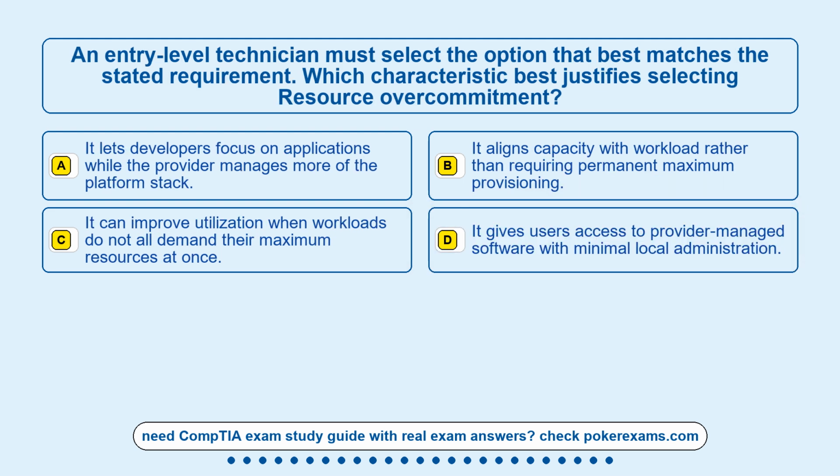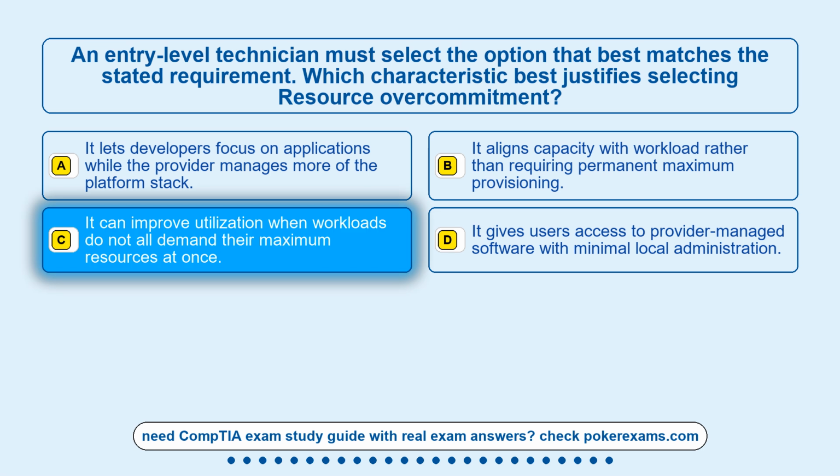Question 12. An entry-level technician must select the option that best matches the stated requirement. Which characteristic best justifies selecting resource over commitment? Option A. It lets developers focus on applications while the provider manages more of the platform stack. Option B. It aligns capacity with workload rather than requiring permanent maximum provisioning. Option C. It can improve utilization when workloads do not all demand their maximum resources at once. Option D. It gives users access to provider-managed software with minimal local administration.